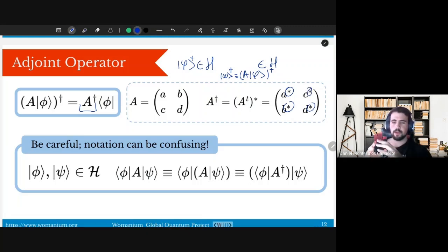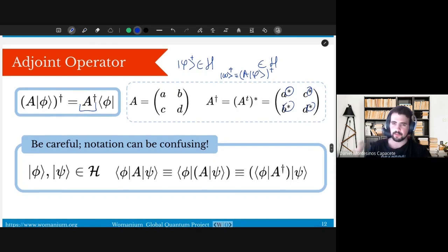That's what the adjoint operation or the adjoint operator is going to be like when you apply that to a linear operator in our case. Fine. I hope that's understandable.